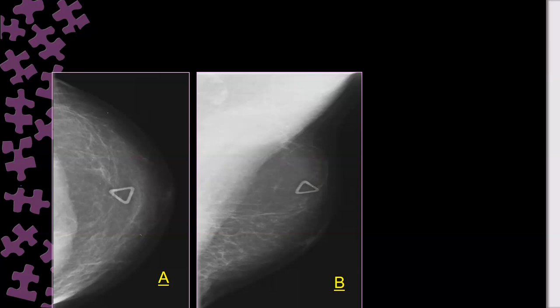Our skin. So we call it skin marks. Skin markers. Yes. So this is the skin marks type. How does it help us? We can use it for a palpable abnormality. Can you see an abnormality here?